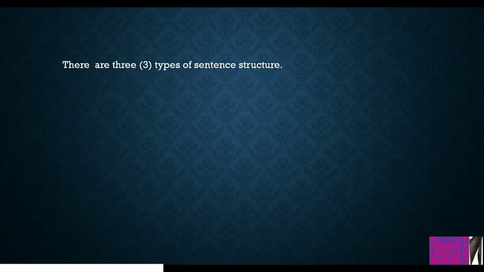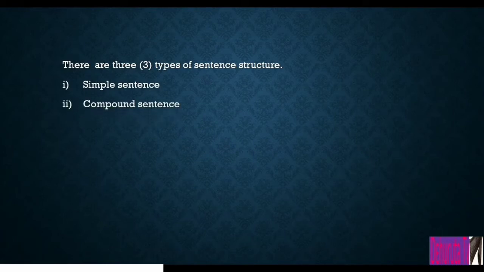There are three types of sentence structure. And what are these three sentence structures? We have simple sentence, compound sentence, and then complex sentence. So these are the three basic sentence structures.